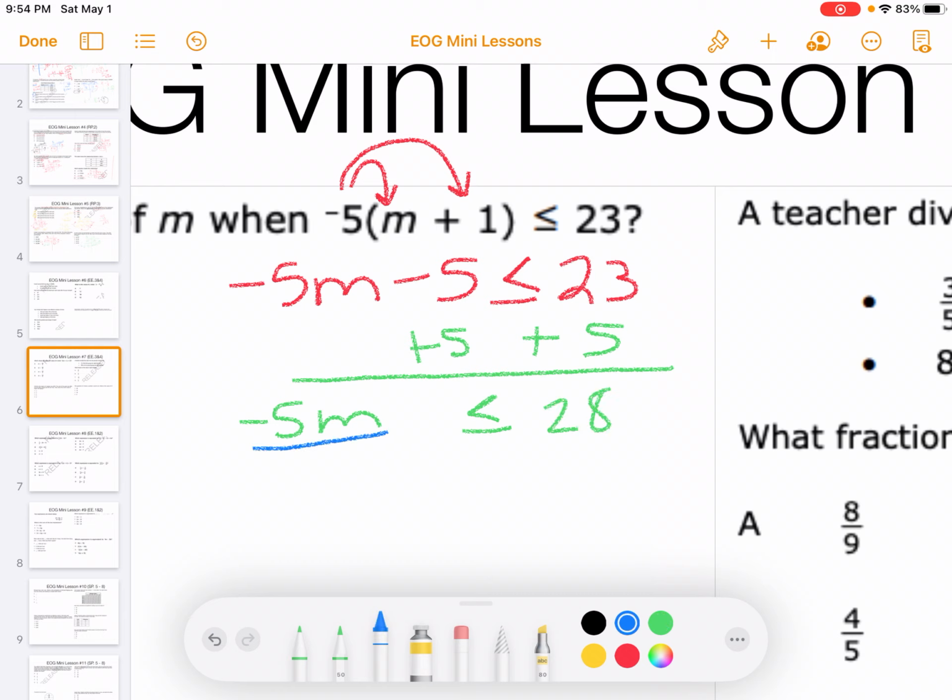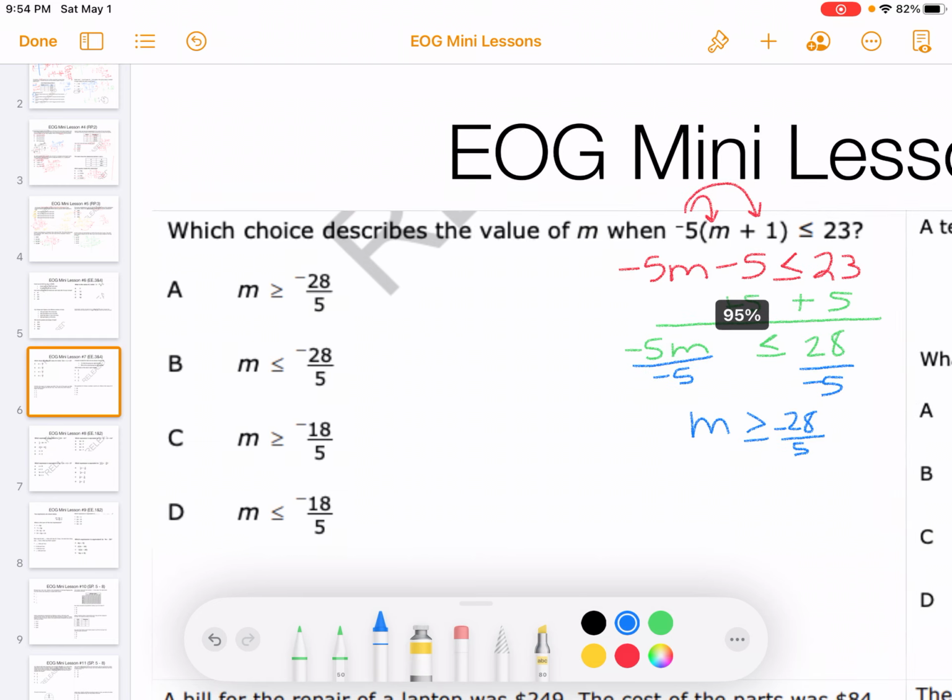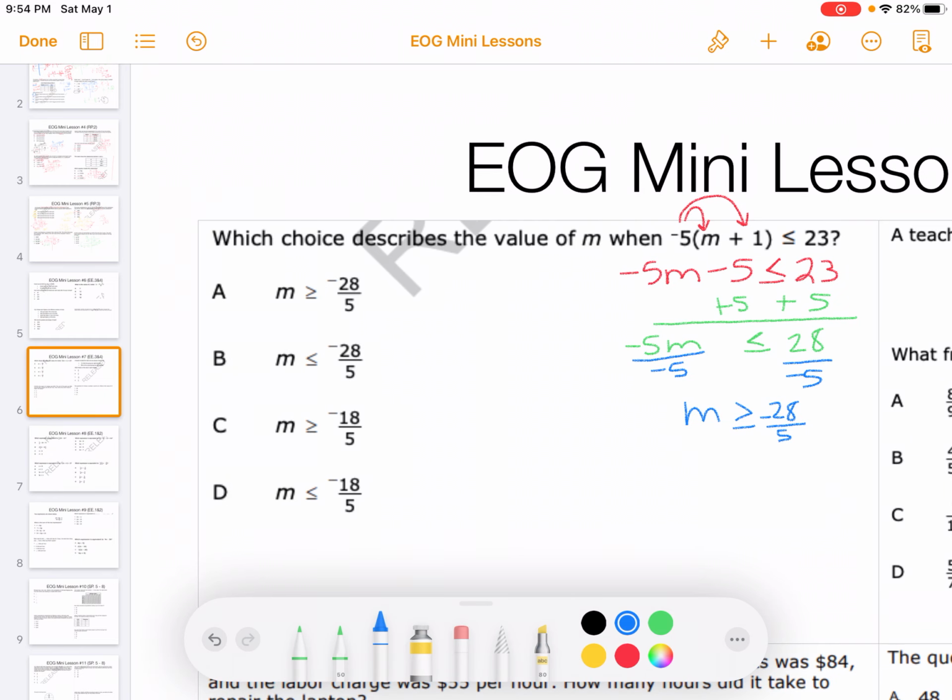So then I'm going to divide by negative 5. Remember, when you divide by that negative 5, you flip the inequality. So when I look at my choices, the reason I chose not to just completely finish is because I saw that my answer choices weren't completely finished. So I know C and D can't be right, and I know m has to be greater because I had to flip my inequality.